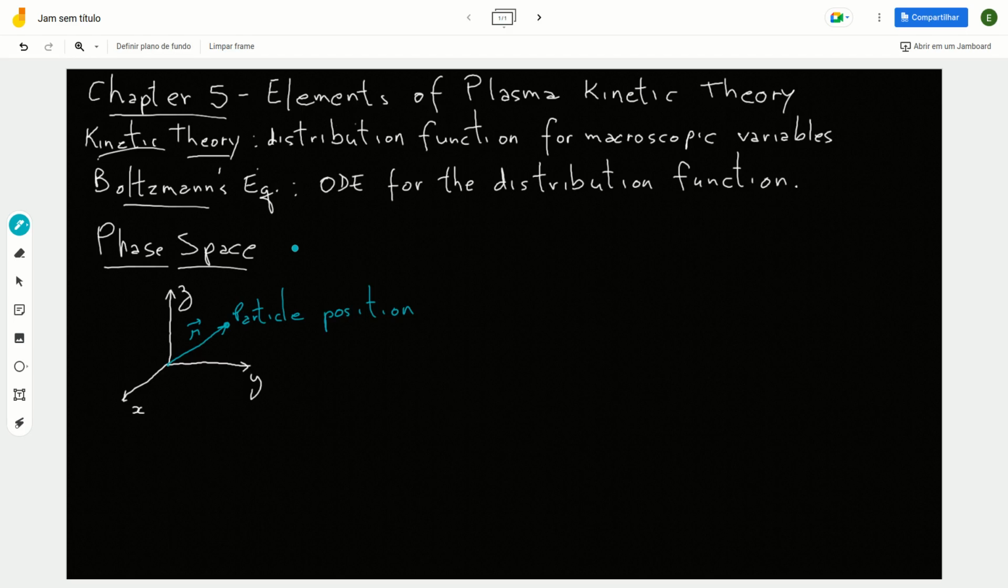Okay, let's start our class on chapter 5 on elements of plasma kinetic theory. In the previous chapters 2, 3 and 4, we studied the behavior of individual charges in prescribed electromagnetic fields. But now, since in plasmas we have zillions of particles, it's too difficult to study the individual behavior of each particle.